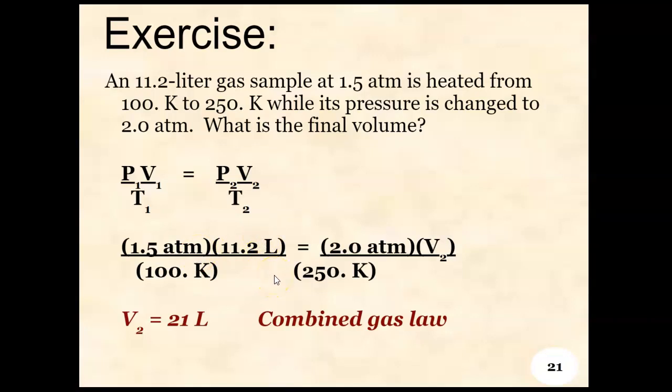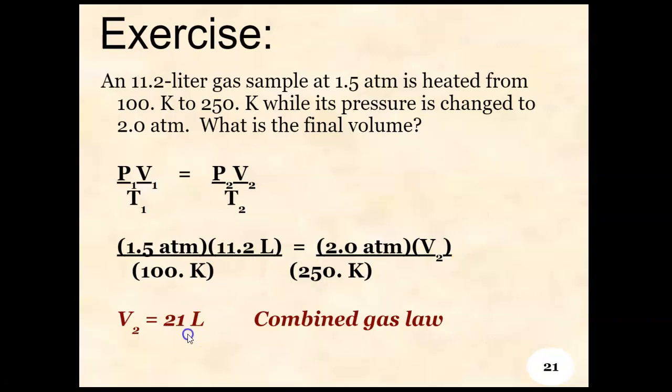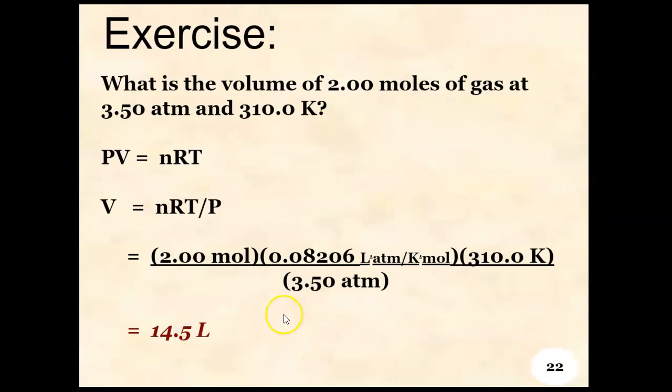You can also do what I think is called the butterfly method, where you multiply all three of these, multiply these, and then divide what you have over here to get V2 by itself. When you do this, you should end up with 21 liters. This is the combined gas law. All right, what is the volume of 2 moles? We are not going to do this one because it deals with moles.